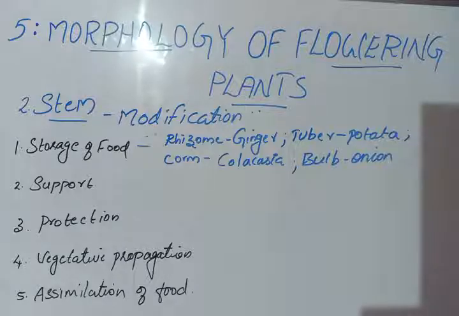Then you know what is colocasia? Colocasia means amorphophallus, like that. Okay, the corm part which you obtain from the underground stem is called a stem modification. Then finally our onion. Actually our onion is stem. Okay, so these are the modifications of stem for food storage.